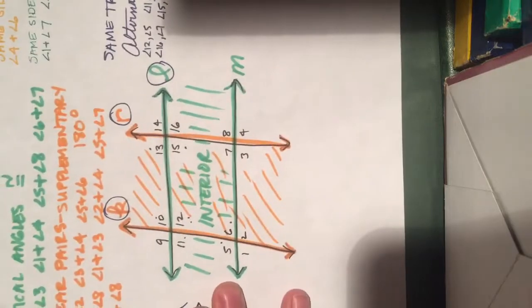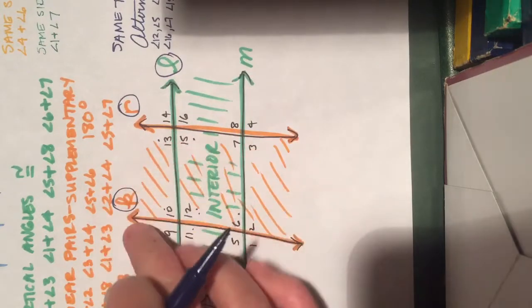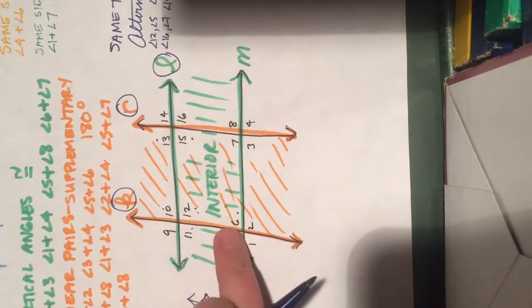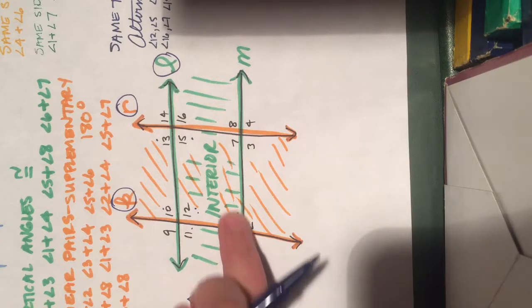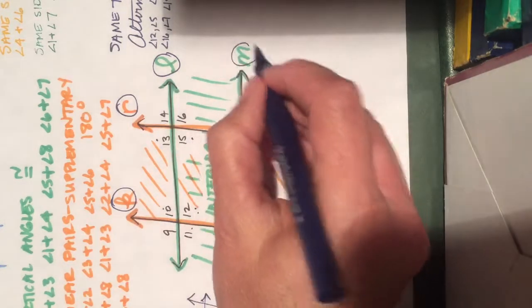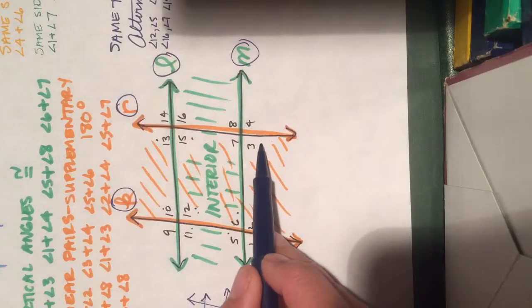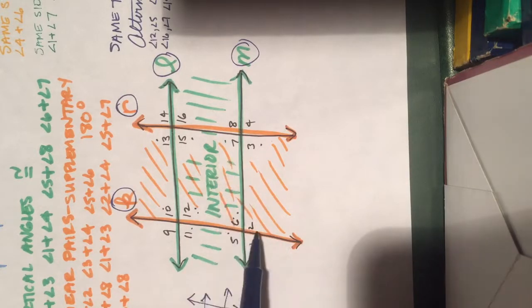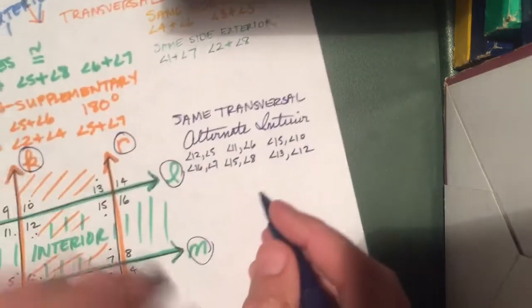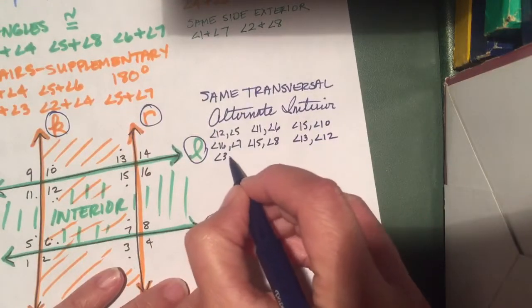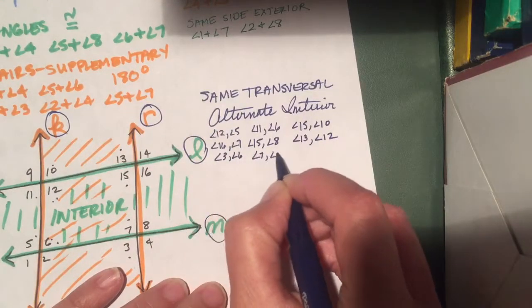Now let's look at the 2 orange lines and let's look at the green line M as the transversal. So now I've got 3 and 6 and 7 and 2. So I've got 3 and 6 and angle 7 and angle 2.